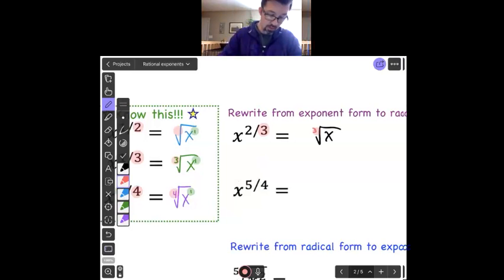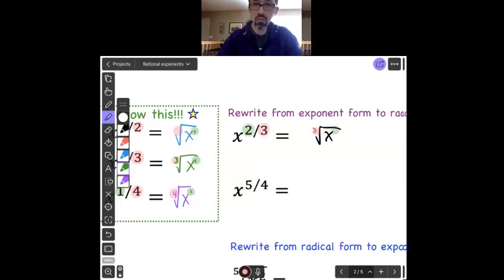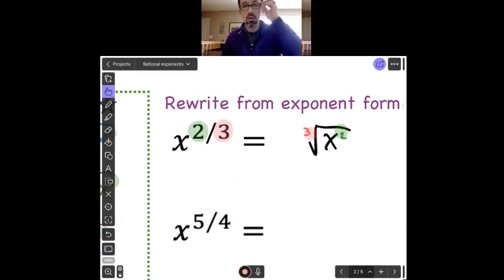Okay. Then I go to the numerator, which is the power of the problem. So that's going to be x squared. So how I say this, x to the 2/3, okay, equals the cube root of x squared. Okay, let me say it again. X to the 2/3 power equals the cube root of x squared.